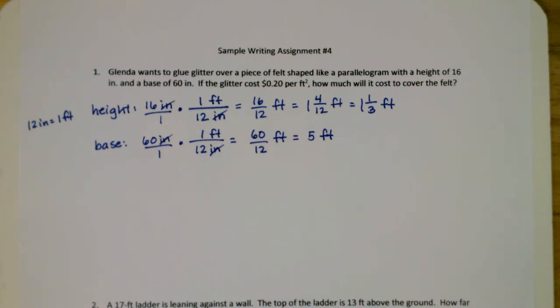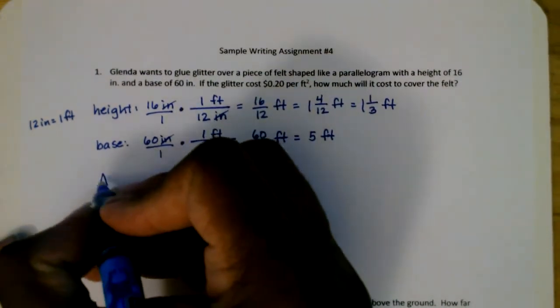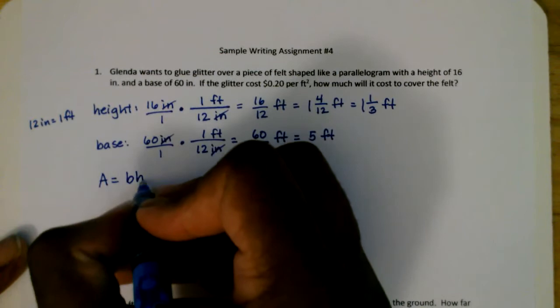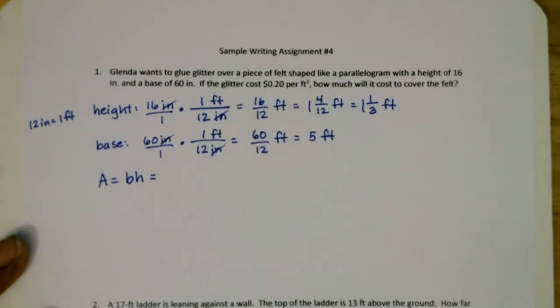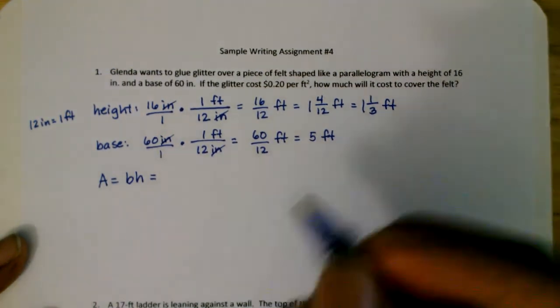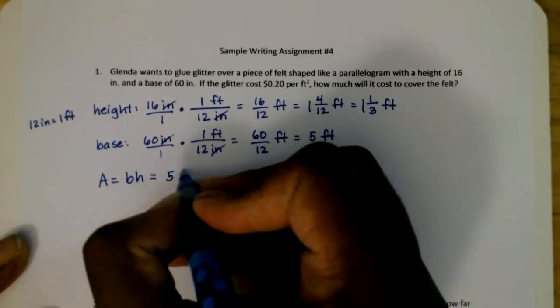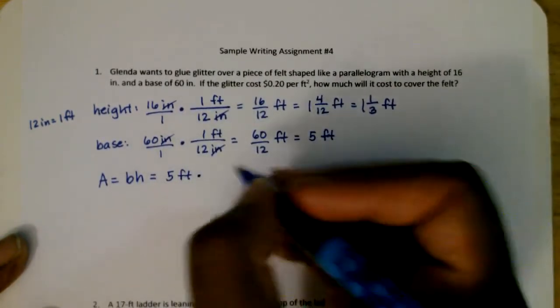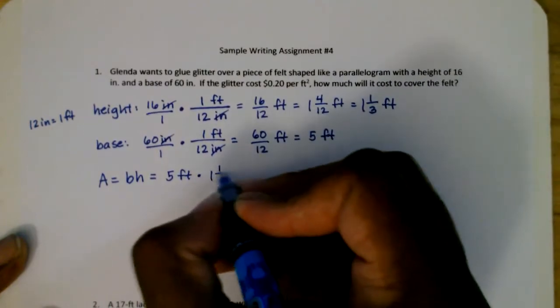Now, we're dealing with a piece of felt shaped like a parallelogram. And you're just covering the area of that. So if you recall the area of a parallelogram, that would be the base times the height. Area is equal to the base times the height. Here the base is 5 feet times the height, which is 1 1/3 feet.